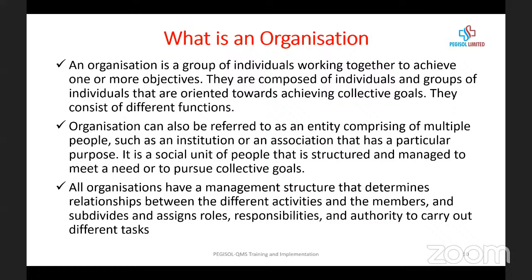All organizations must have a management structure that determines the relationship between the different activities and the members, and subdivides and assigns roles, responsibility, and authority to carry out different tasks. So every organization must have a management structure. Any organization that does not have a management structure will never succeed, will never get the best out of that organization. It is the management structure that shapes the relationship between different activities, between people, between responsibilities, and that assigns roles and coordinates all of them together to meet the collective goal.